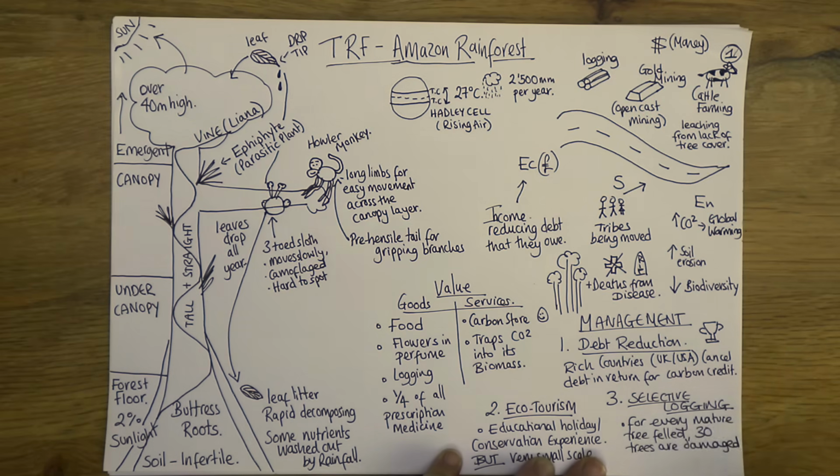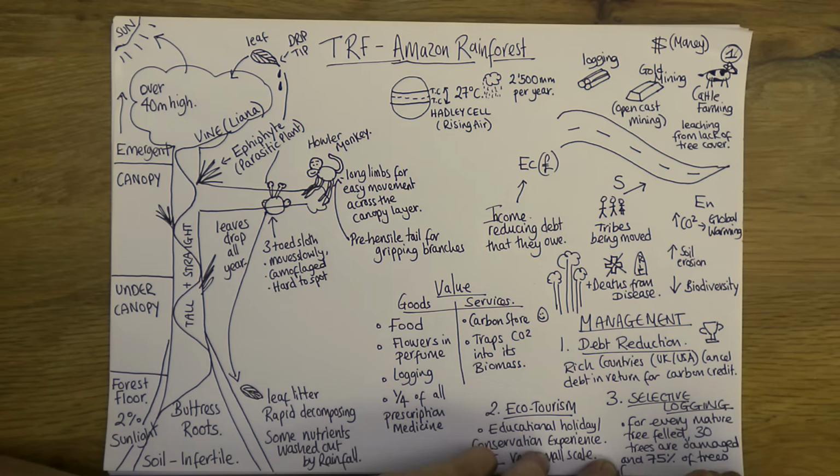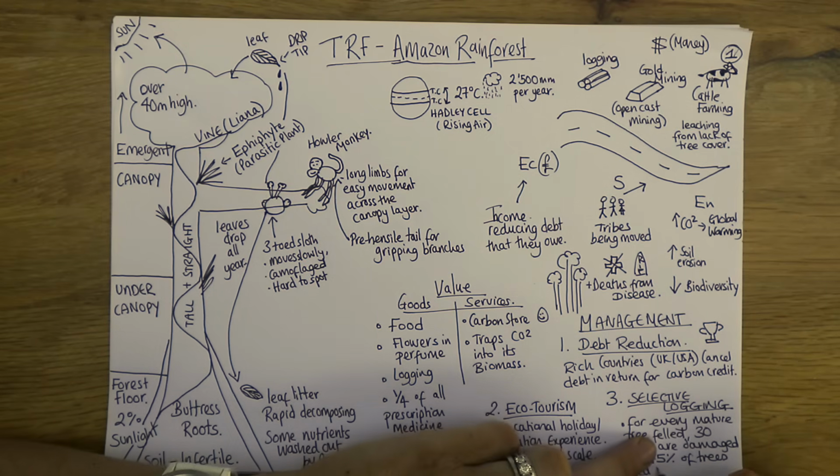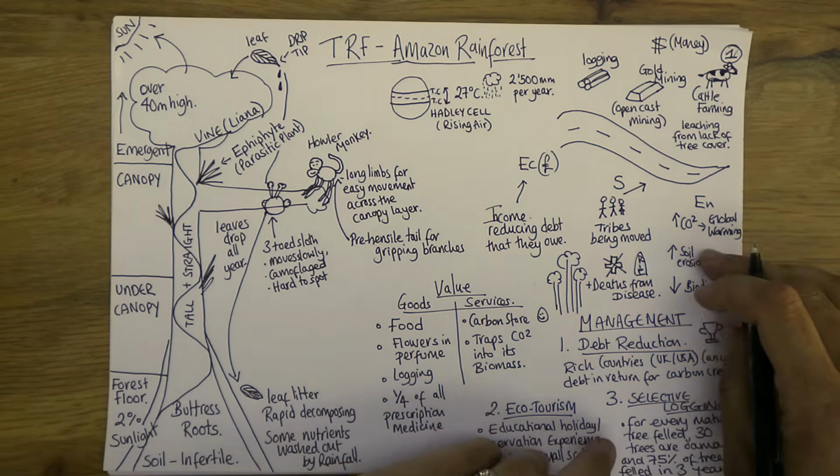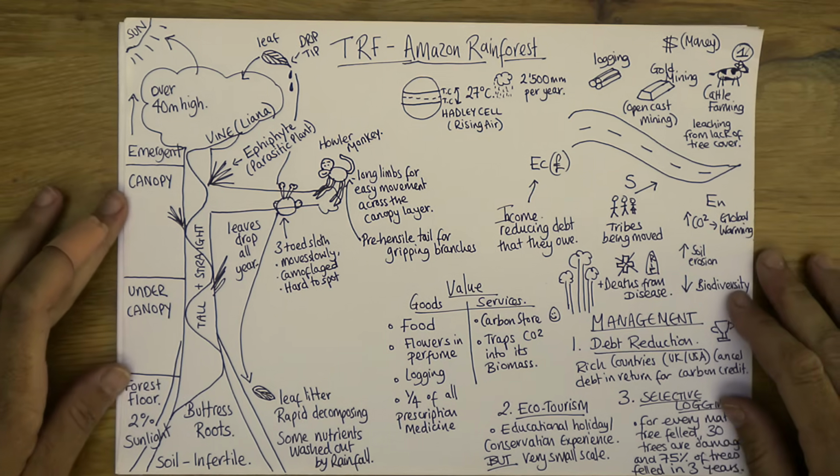God, really running out of room on this one. 30 trees are damaged, and 75% of trees felled in 3 years. Okay, so that's the facts. That's what we've got to work with.